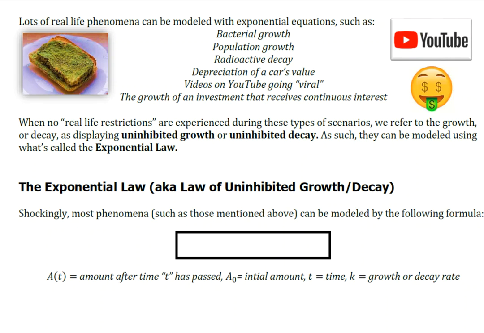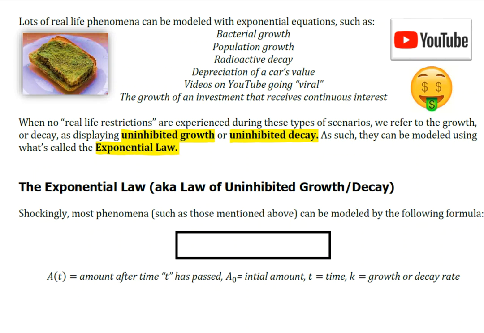So surprisingly, all of these scenarios have a particular equation that we can use to model and keep track of things like population growth, bacterial growth, or viral videos. And the connecting equation for all this is known as the exponential law. There are a couple other names for it. The first being the law of uninhibited growth or uninhibited decay. But in either of those scenarios, the overarching idea or equation is referred to as the exponential law.